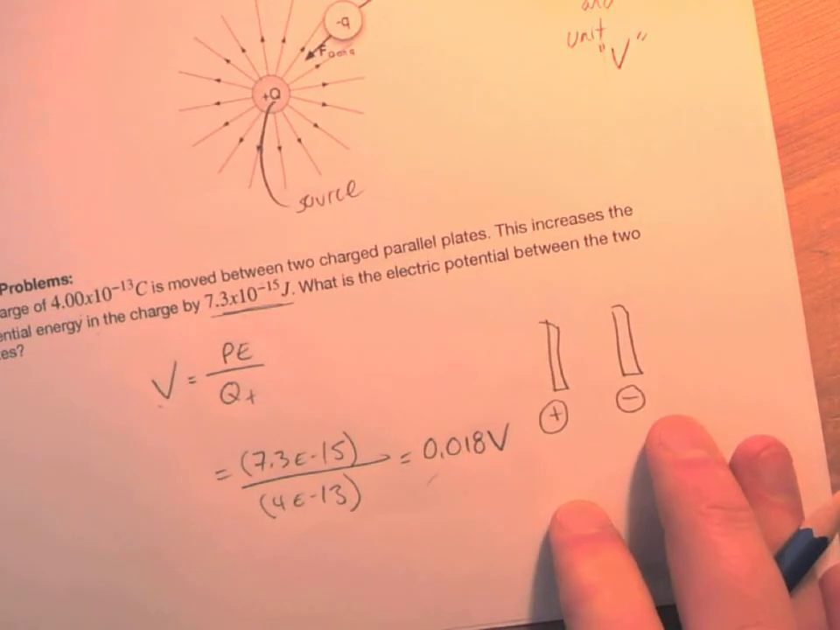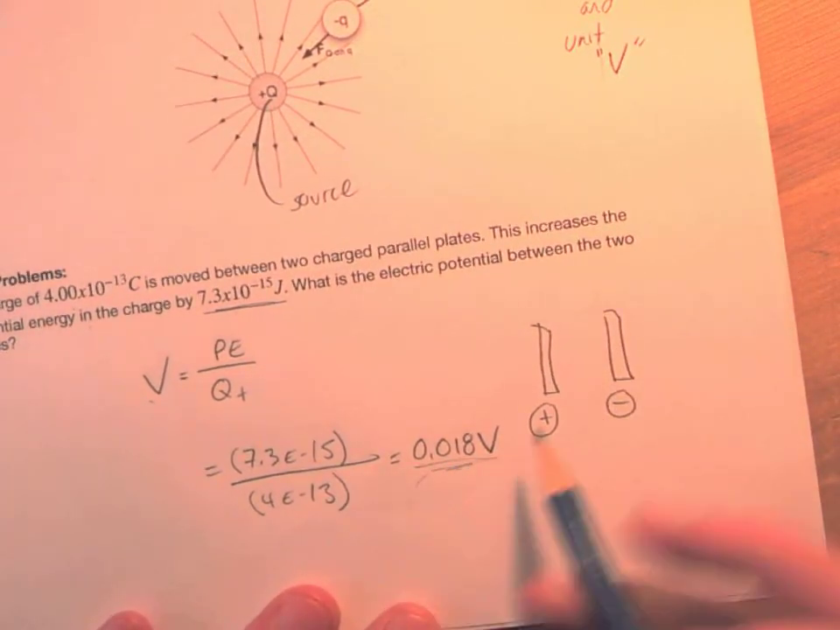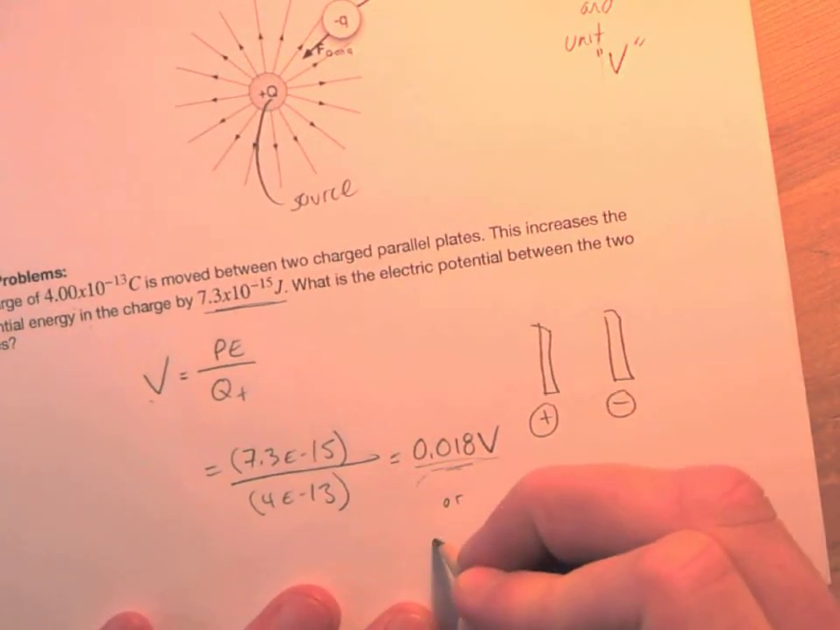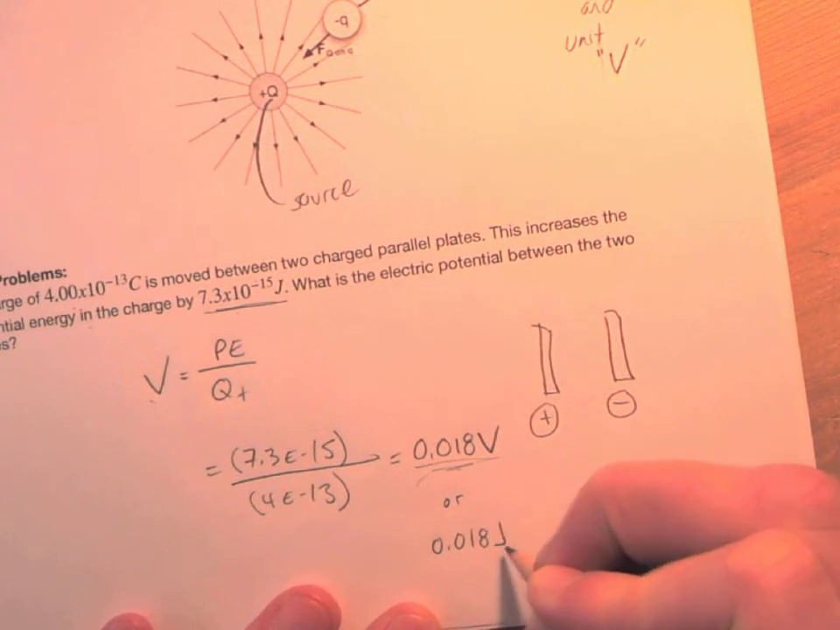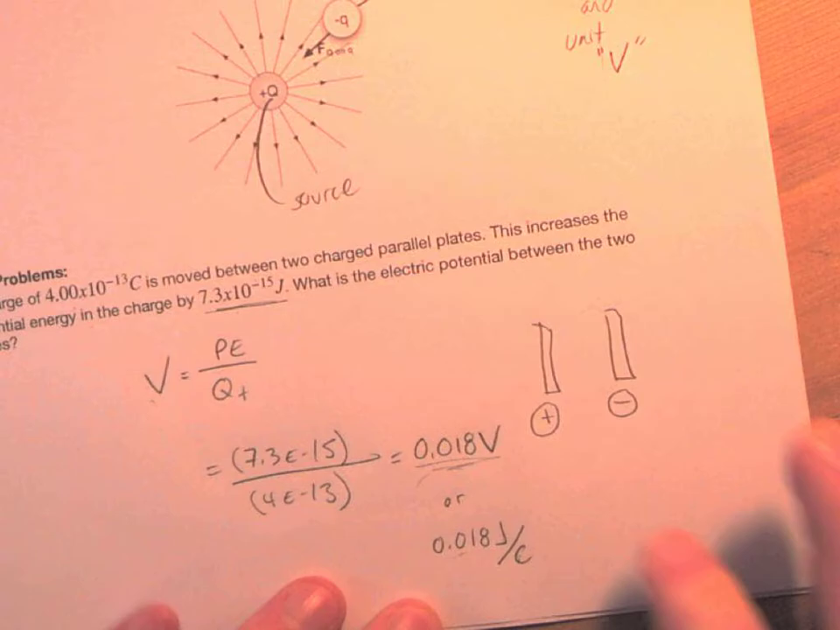But the spot that it's in relative to these two plates must give it, another way to write it is 0.018 joules per coulomb, because that's what a volt is. It gives you 0.018 joules per coulomb that passes through.